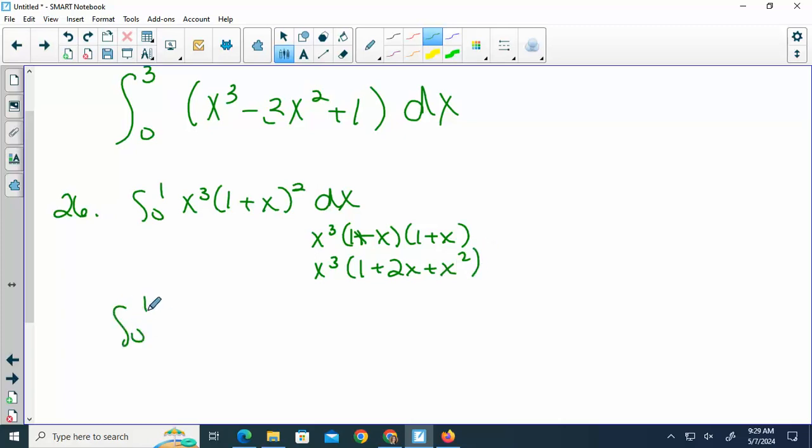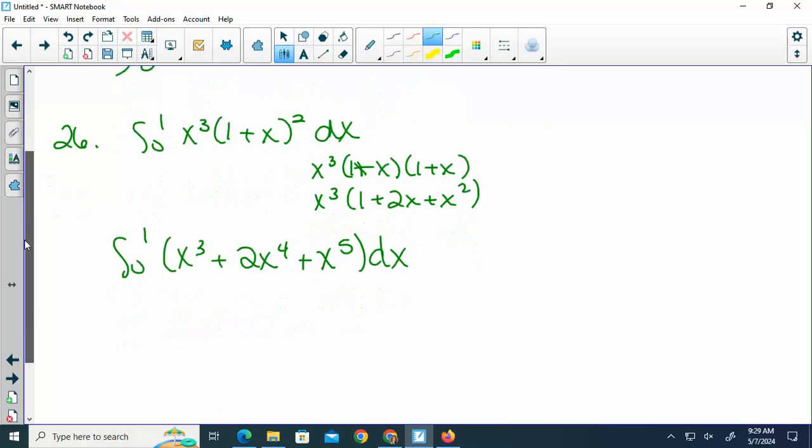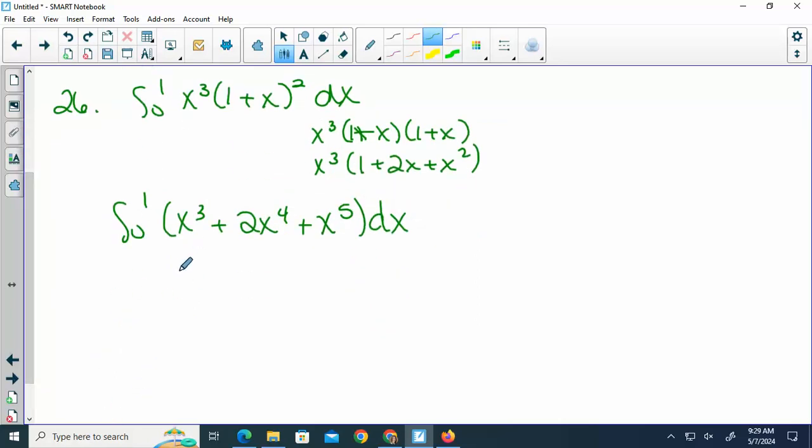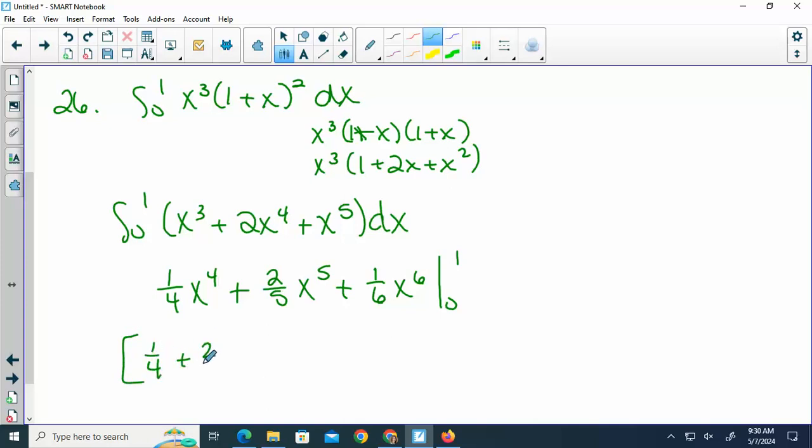So we have the integral from 0 to 1 of x cubed plus 2x to the 4th plus x to the 5th dx. So integral means antiderivative. The antiderivative of x cubed plus antiderivative of 2x to the 4th plus antiderivative of x to the 5th from 0 to 1. Put in a 1. Always do upper limit first. Minus, then put in your 0.